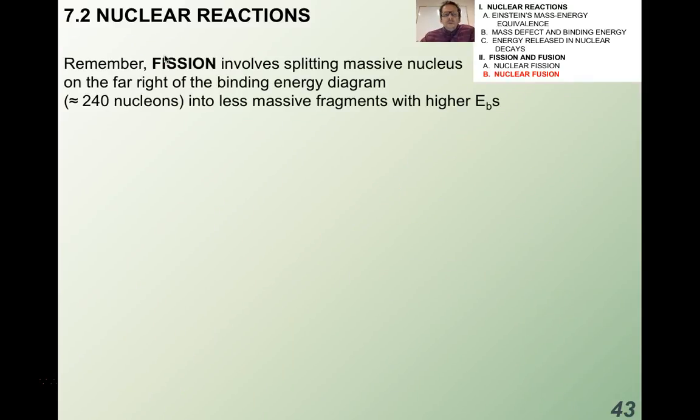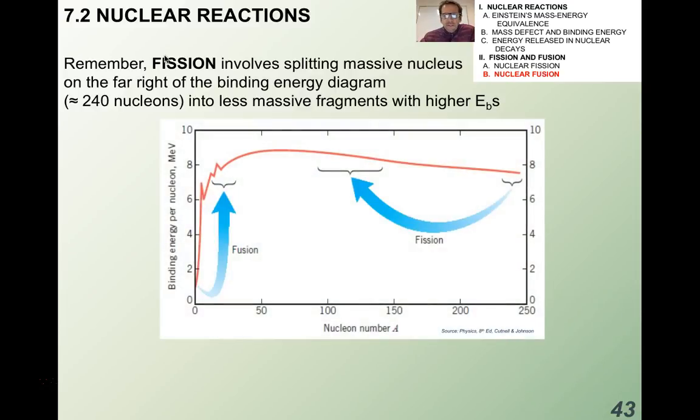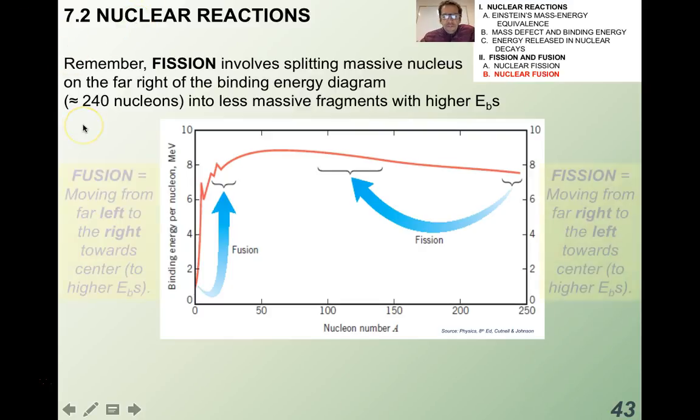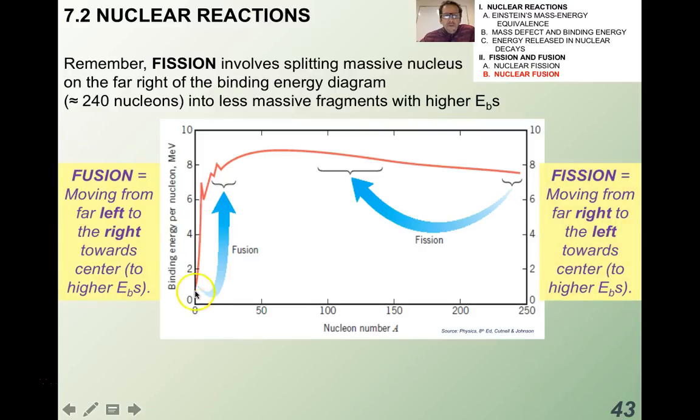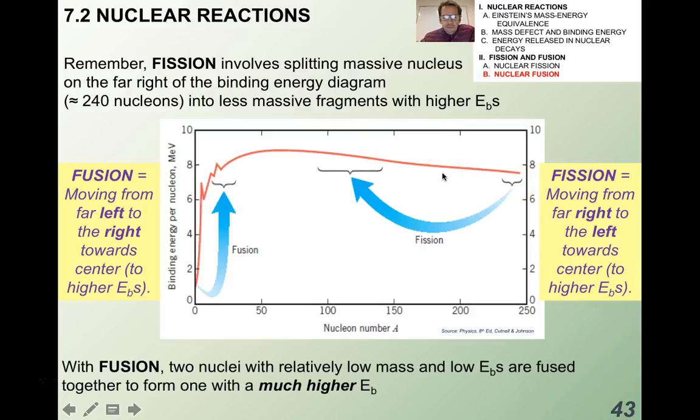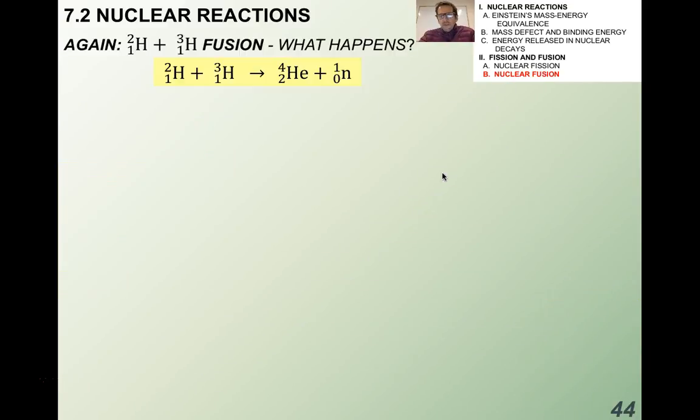So if you remember, fission involves splitting a massive nucleus on the far right of the binding energy diagram, like uranium-235, into less massive fragments with higher binding energies. Fusion does just the opposite. It involves moving from the far left to the right towards the center, and fission involves moving from the far right to the left towards the center. So with fusion, 2 nuclei with relatively low masses and low binding energies are fused together to form one with a much higher binding energy. So it's quite different than fission.